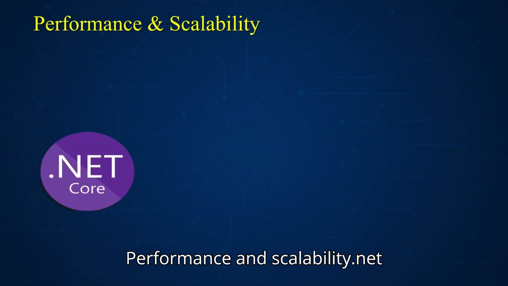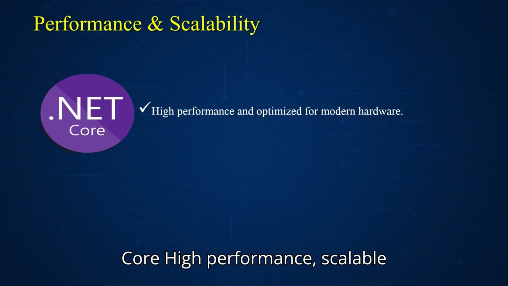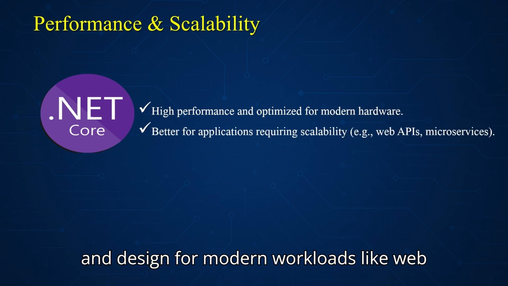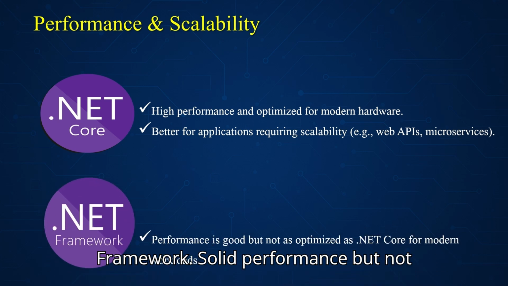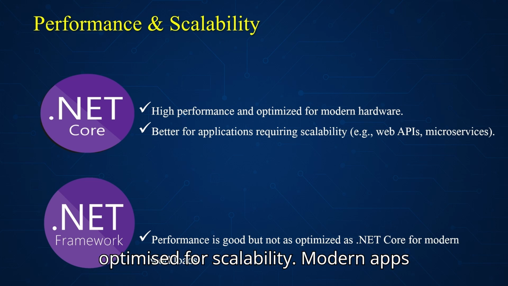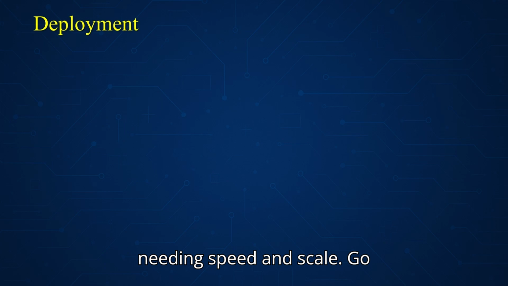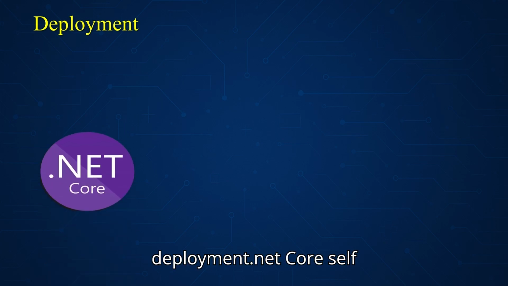Performance and scalability. .NET Core, high performance, scalable, and designed for modern workloads like web APIs and microservices. .NET Framework, solid performance, but not optimized for scalability. Modern apps needing speed and scale? Go with .NET Core.